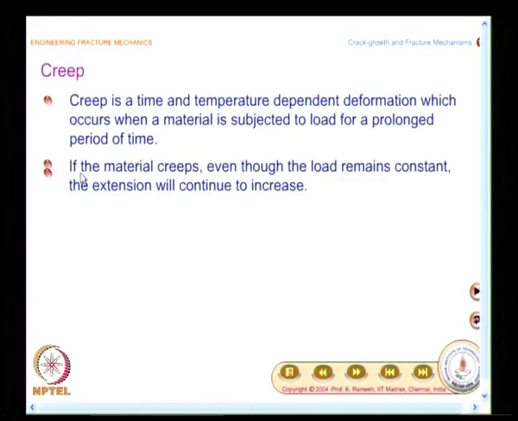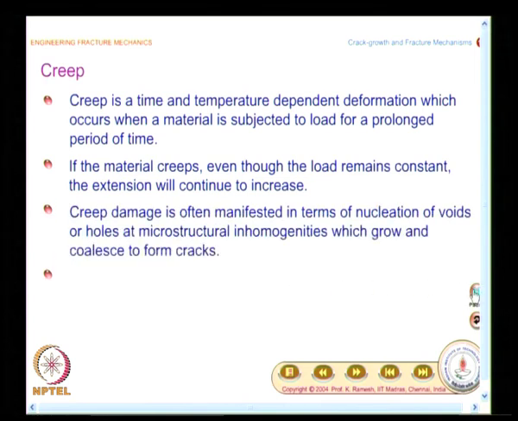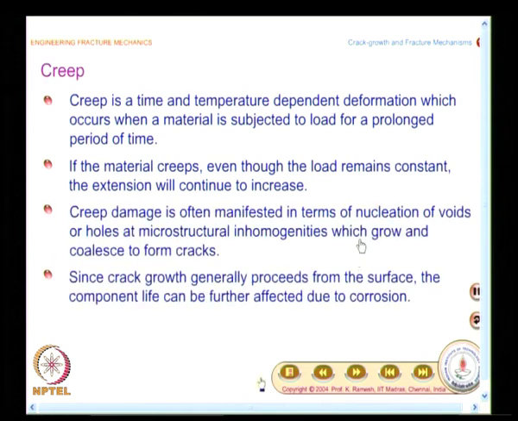A similar phenomenon occurs in the case of metals at high operating temperatures. If the material creeps, even though the load remains constant, the extension will continue to increase. That is what I mentioned, that you come across in the case of tar. This happens in the case of metals at high temperatures. And how does the creep crack grow?